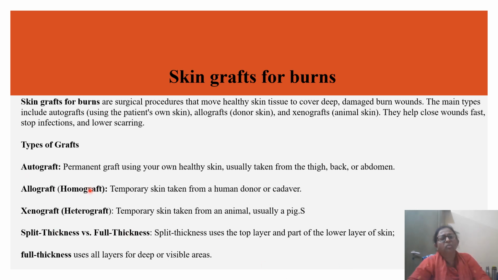So autograft means a permanent graft using your own healthy skin, usually taken from the thigh, back or abdomen. Allograft is homograft, temporary skin taken from a human donor or cadaver. Then xenograft or heterograft, temporary skin taken from an animal, usually a pig. Split thickness or full thickness. Split thickness uses the top layer and part of the lower layer of the skin. Full thickness uses all layers for deep or visible areas.